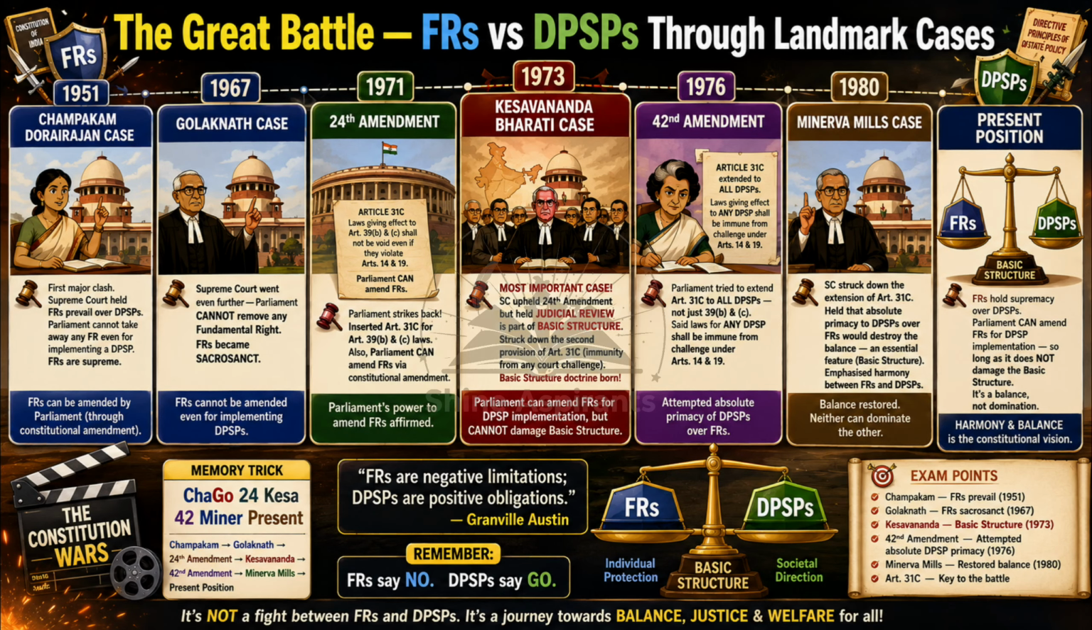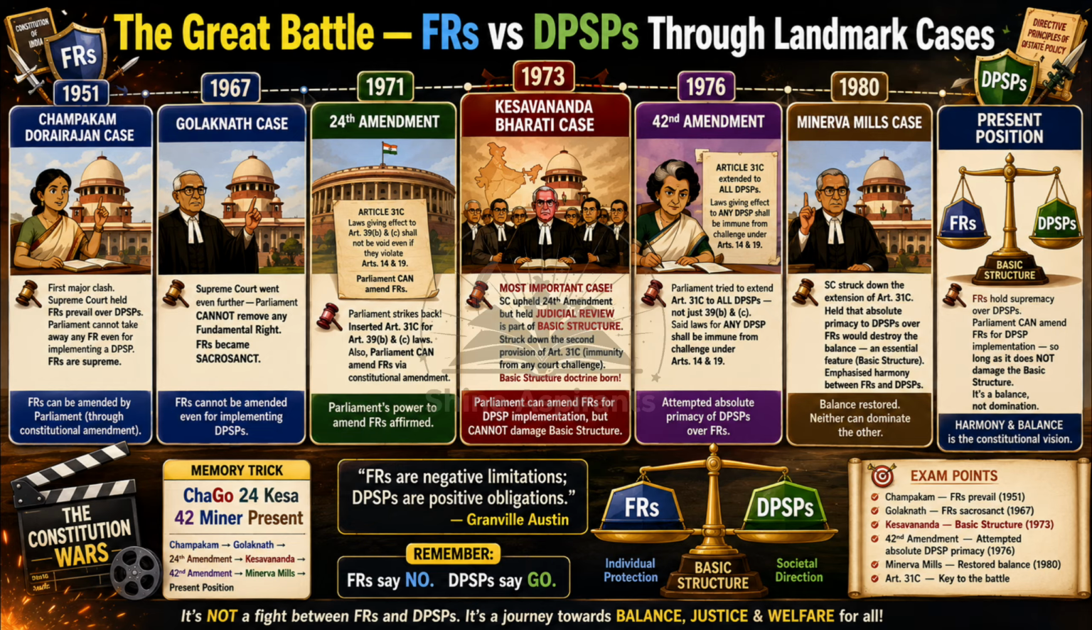FRs versus DPSPs, landmark cases. The constitutional battle between fundamental rights and directive principles. This is a timeline of landmark Supreme Court cases that shaped Indian democracy. 1951 Champakam Rajan case. This was the first major clash. The Supreme Court ruled that FRs prevail over DPSPs, Parliament cannot take away any FR even for implementing a DPSP. FRs are supreme. FRs could be amended by Parliament through constitutional amendment.